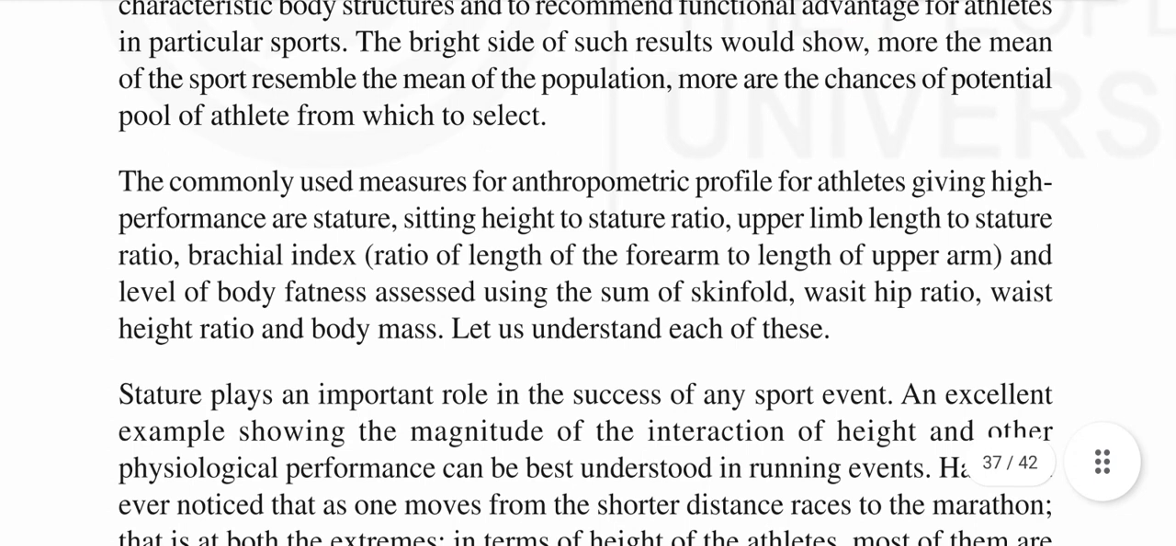The commonly used measures for the anthropometric profile of athletes giving high performance are stature, sitting height to stature ratio, upper limb length to stature ratio, brachial index, that is the ratio of length of the forearm to length of upper arm, and level of body fatness assessed using the sum of skin folds, waist to hip ratio, waist to height ratio, and body mass. Let us understand each of these.